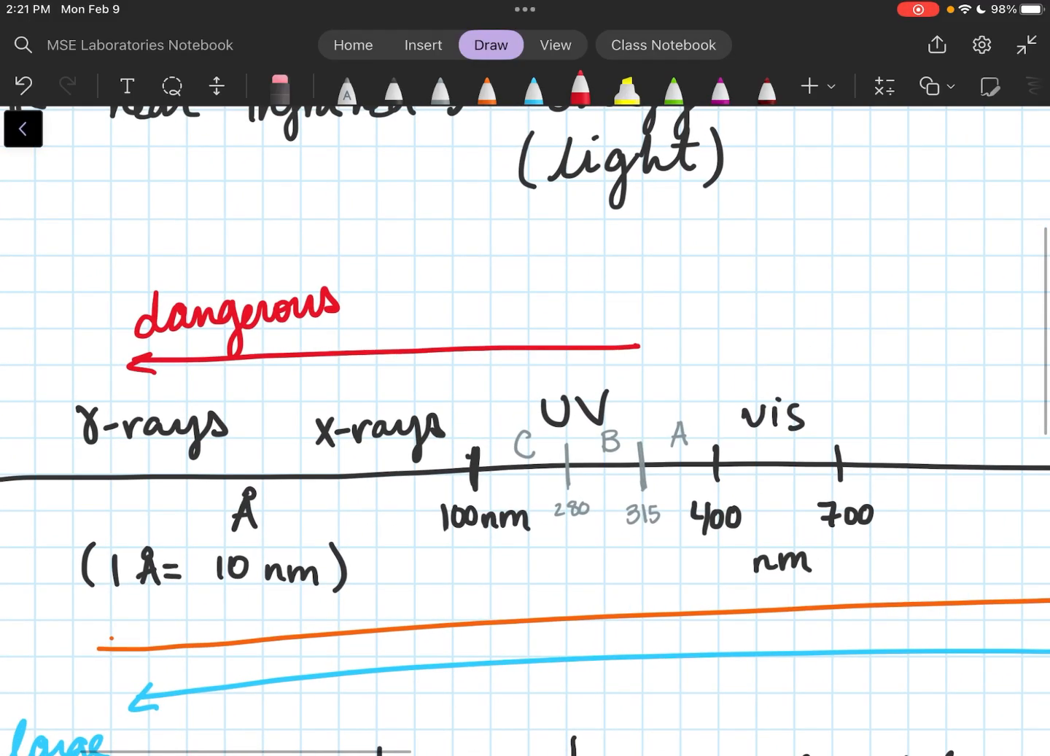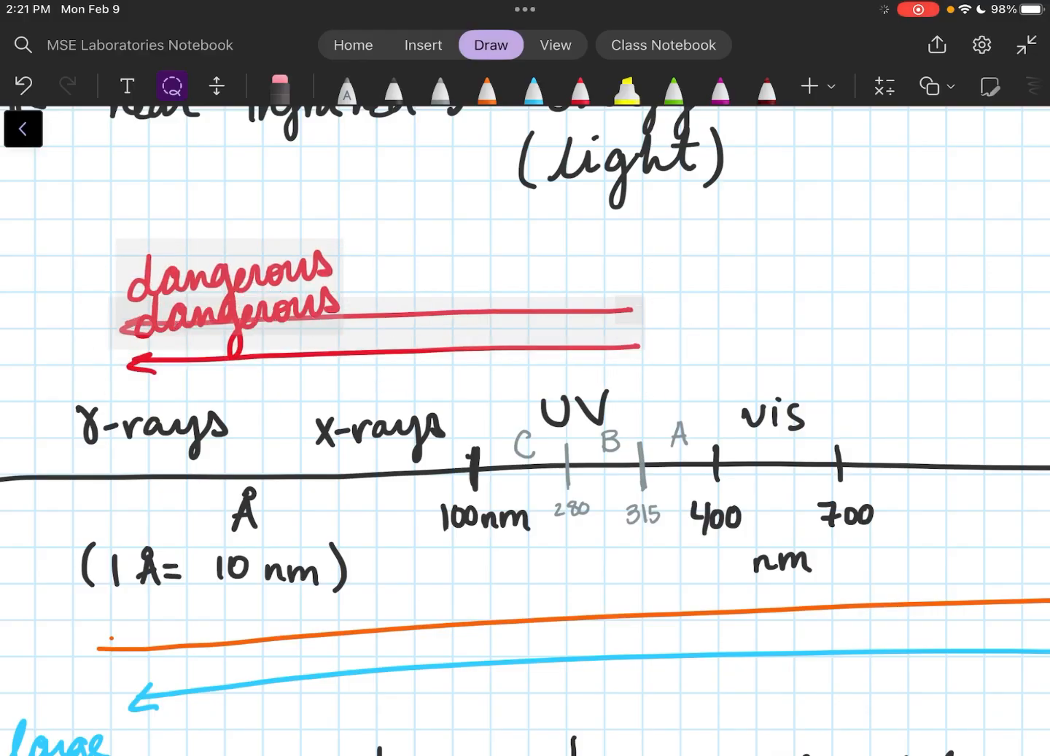How do I do this? I'll zoom in a little bit and scoot that up.